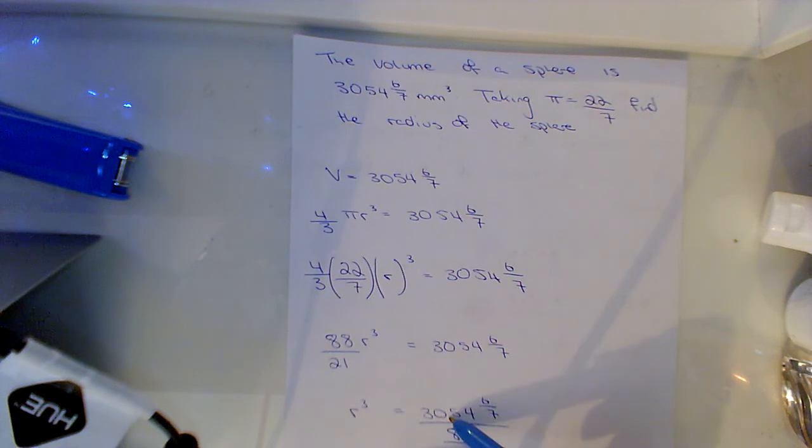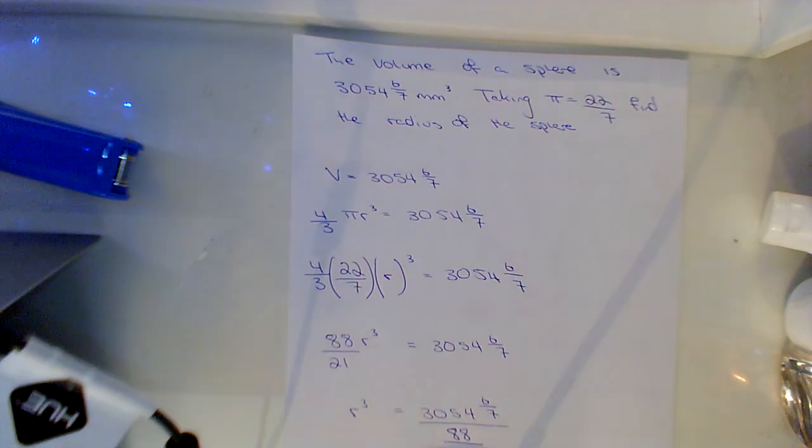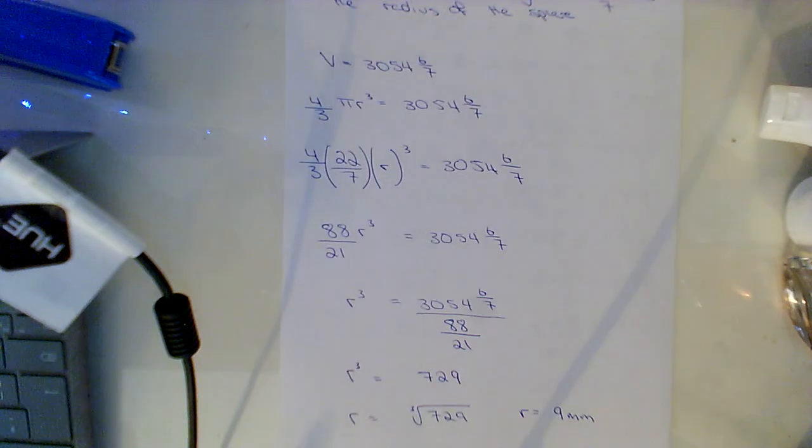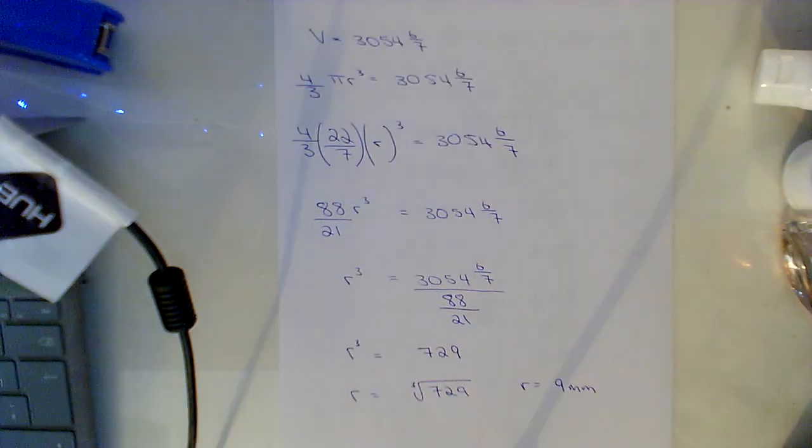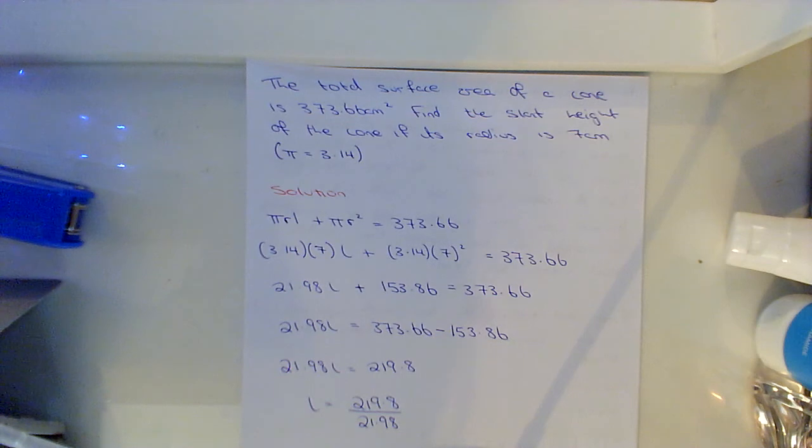Okay, here I have the total surface area of the cone. If its radius is... the surface area of a cone is going to be pi r l plus, don't forget the bottom of it, pi r squared, and that's equal to 373.66. So pi is 3.14, my radius was 7, and I don't know my l, that's what I'm looking for, plus 3.14 times my radius 7 squared, and it's all equal to 373.66.